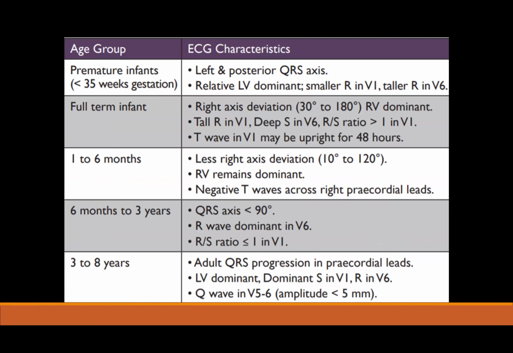And this is the ECG characteristic for certain age groups. For example, in premature infants below 35 weeks gestation, the left and posterior QRS exists. Relative left ventricular dominance, a smaller R in V1 and a taller R in V6, is normal in this age group. And there are many ECG characteristics that are specific to a certain age group. Next.